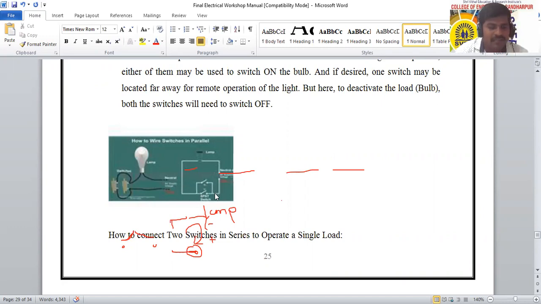We put the parallel switches. So these are the parallel switches. In that, while deactivating the load, that means while we want to turn off the load, both the switches are at off position. All the switches should be in off position.